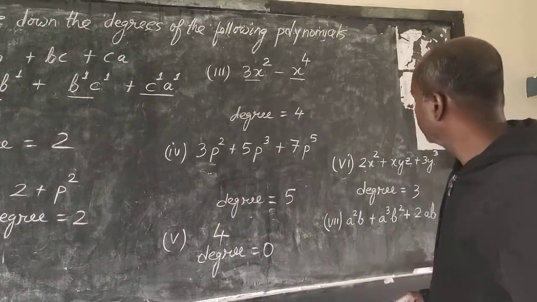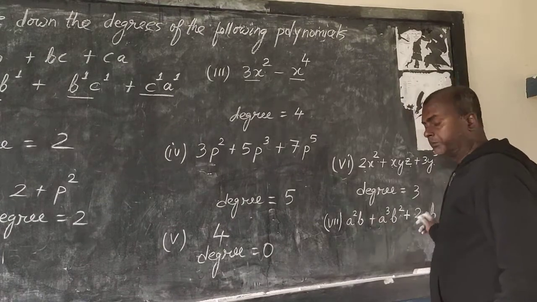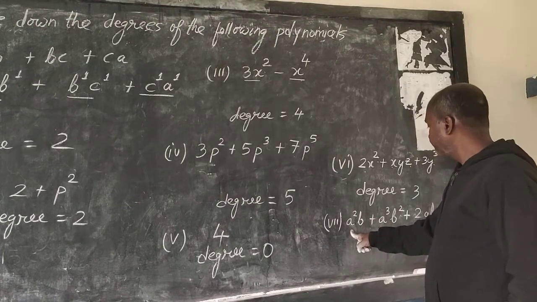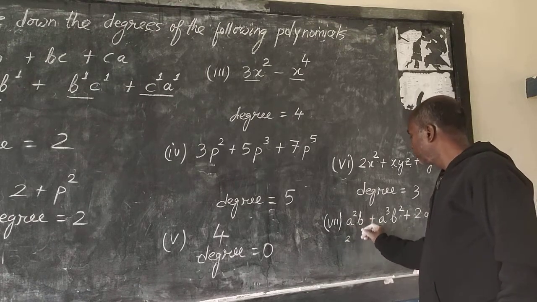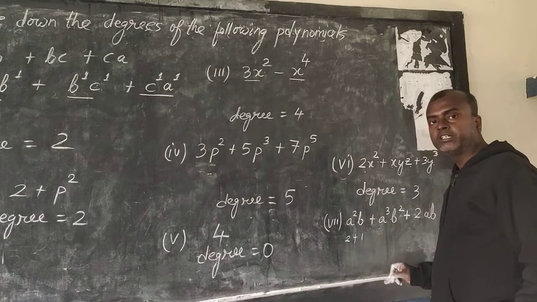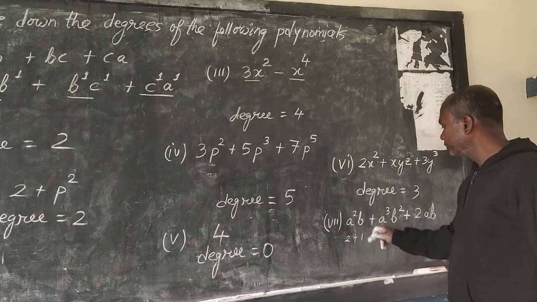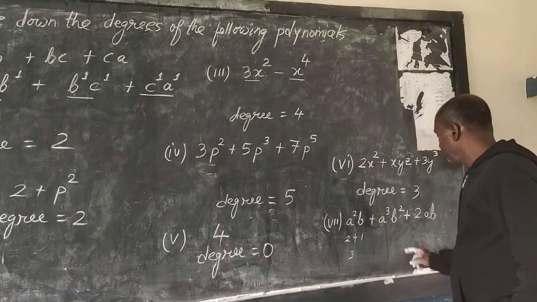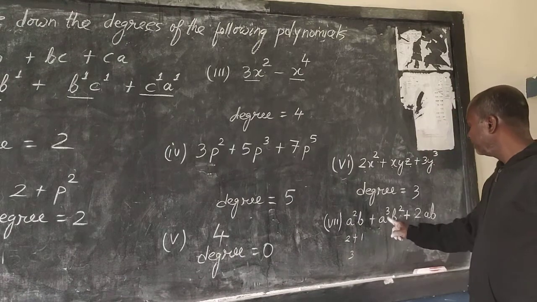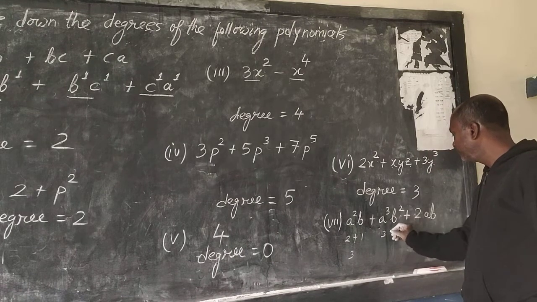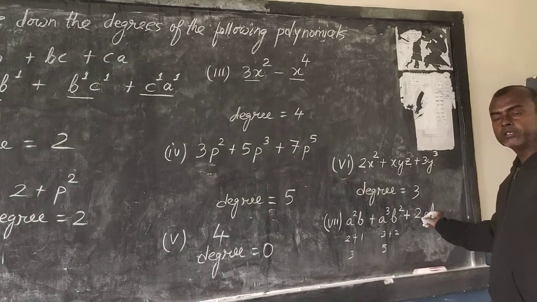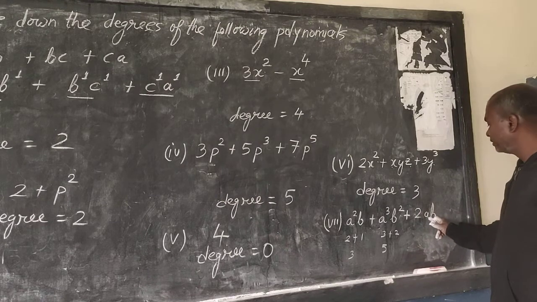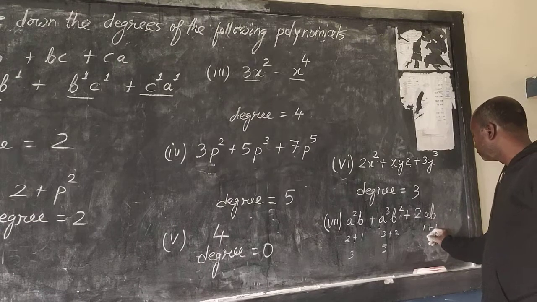Now for this one, let us see each of the terms. For this particular term, you have two variables. Okay, a's power is 2, b's power is 1. So for this particular term, the sum of powers will be 2 plus 1, that is 3. For this particular term, a's power is 3, b's power is 2. So 3 plus 2 is 5. For this particular term, there are two variables a and b. a's power is 1, b's power also is 1. So 1 plus 1 is 2.